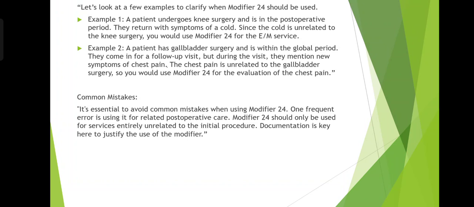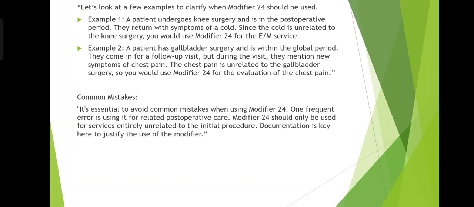During this visit they mention new symptoms of chest pain. So the chest pain is unrelated to the surgery which happened earlier. So we have to utilize modifier 24 to indicate this current evaluation and management service is unrelated to the procedure which happened recently, which is in the post-operative period.